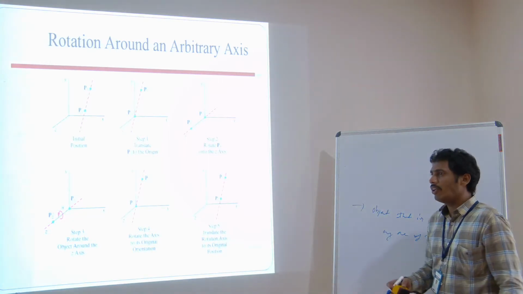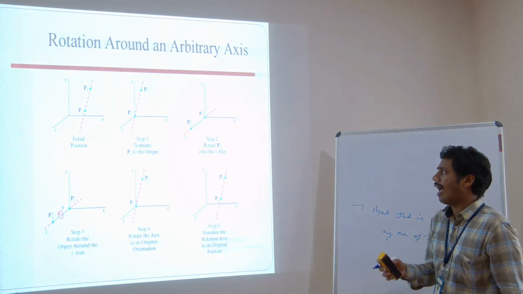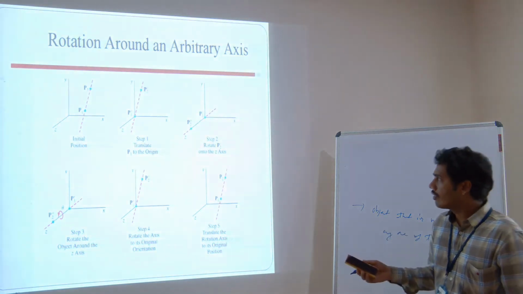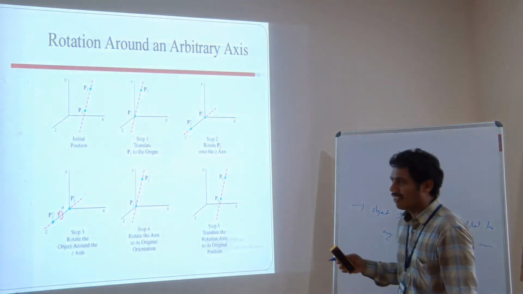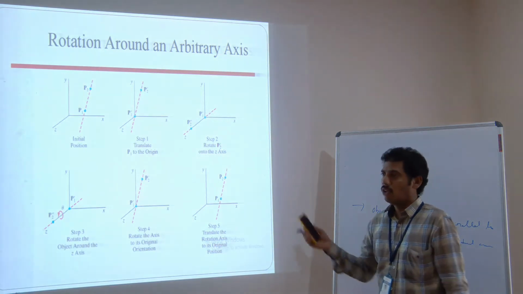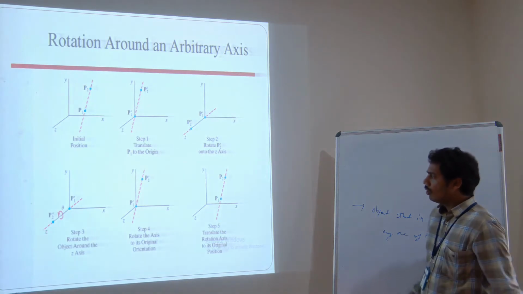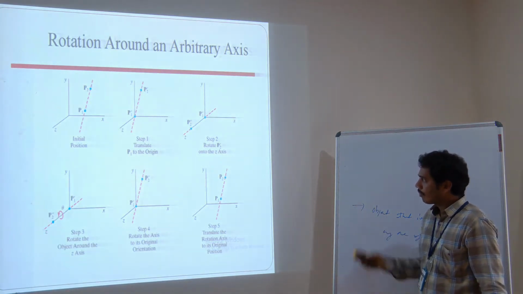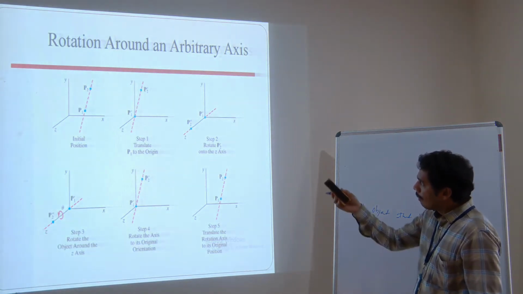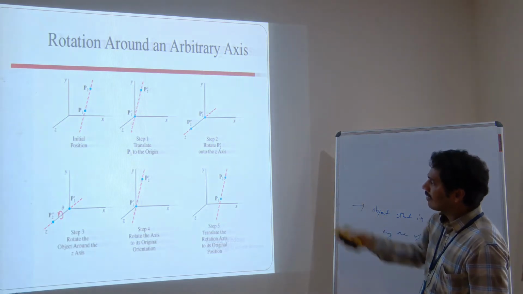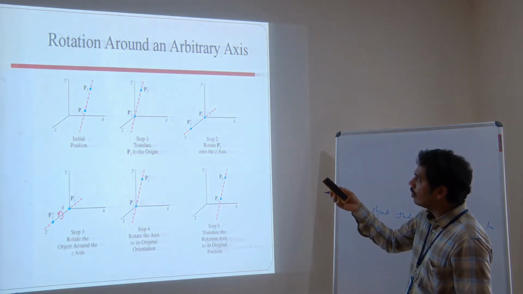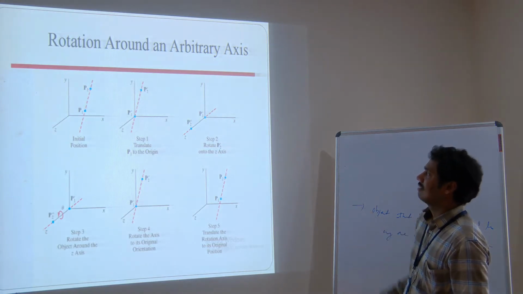So step 2, what am I doing here? Rotation. Here I am rotating a particular object with respect to the x-axis, the y-axis, or the z-axis. Now I am rotating with respect to the z-axis, so the object is parallel to the z-axis here.